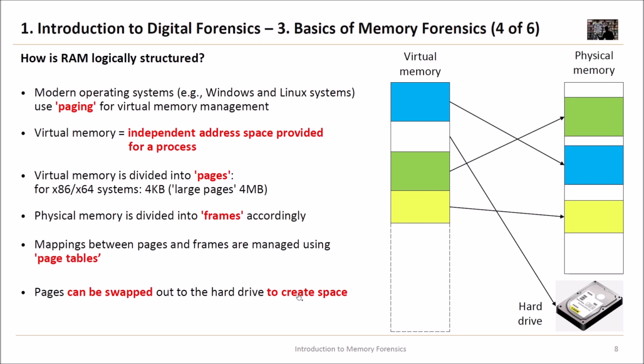Let's have a look at an example to understand what all this means. We have here the virtual memory of a single process. We have different pages here, and these pages are mapped by page tables. You can see these arrows here to the physical memory. This is done by the operating system.